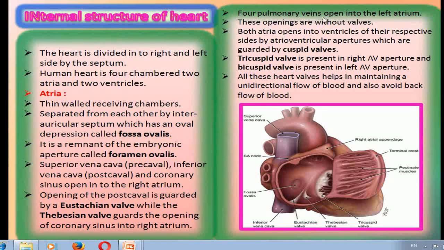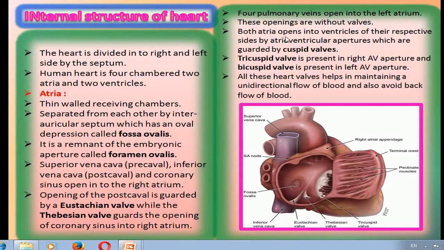The four pulmonary veins open into the left atrium. You can see in the next figure. These openings are without valves. Both atria open into the ventricles of their respective sides by atrioventricular apertures, which are guarded by cuspid valves.